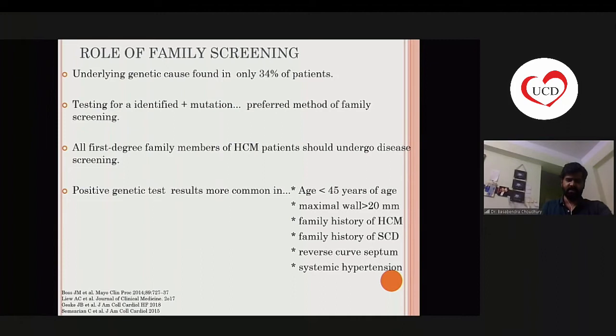All first degree family members of an HCM patient should undergo this screening, and the predictors of a positive result are age less than 45, maximal wall thickness more than 20, family history of HCM, obviously family history of SCD, reverse curved septum shape, and absence of systemic hypertension.